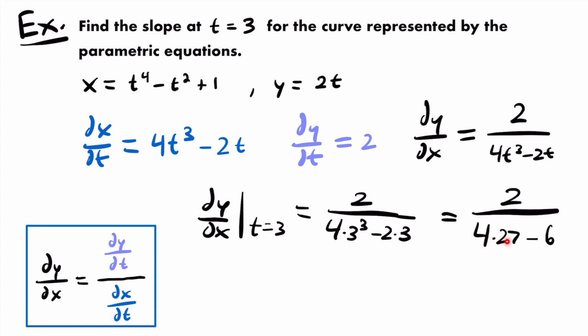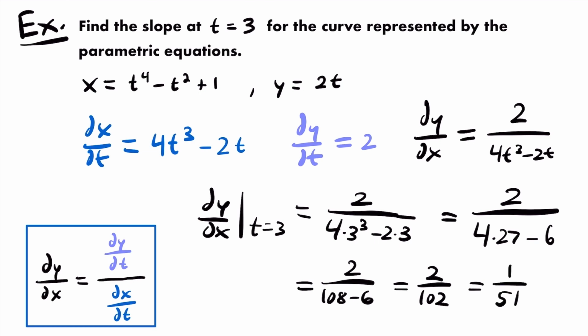Now 4 times 27, that's equal to 108, so this will be equal to 2 divided by 108 minus 6, and 108 minus 6 is 102, so this is equal to 2 divided by 102, but now we can simplify this fraction by reducing the numerator and denominator by a factor of 2, right? Both 2 and 102 can be divided by 2, and if we do that, we will get 1 divided by 51. And so 1 divided by 51 is the slope at t equals 3 for the curve represented by these parametric equations. All right, let's take a look at another example.